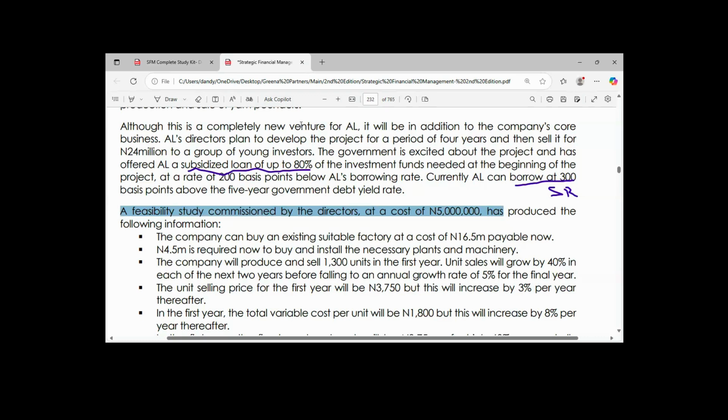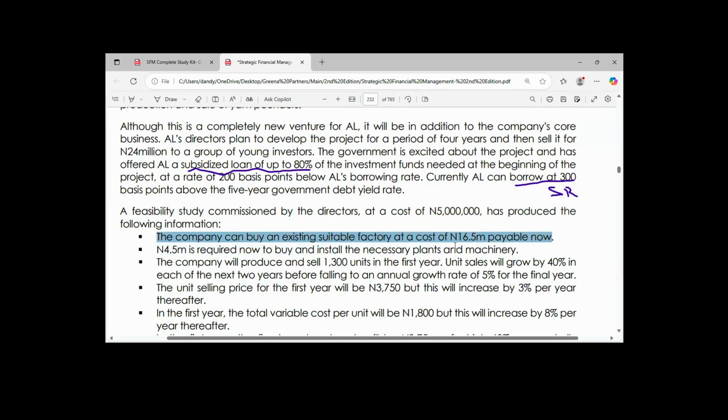Because it has been incurred already. It's a sunk cost. It's not relevant because it's a sunk cost, past cost. So you're now told that the company can buy an existing suitable factory at a cost of 16.5 million naira payable now. That 16.5 million naira represents the initial outlay.